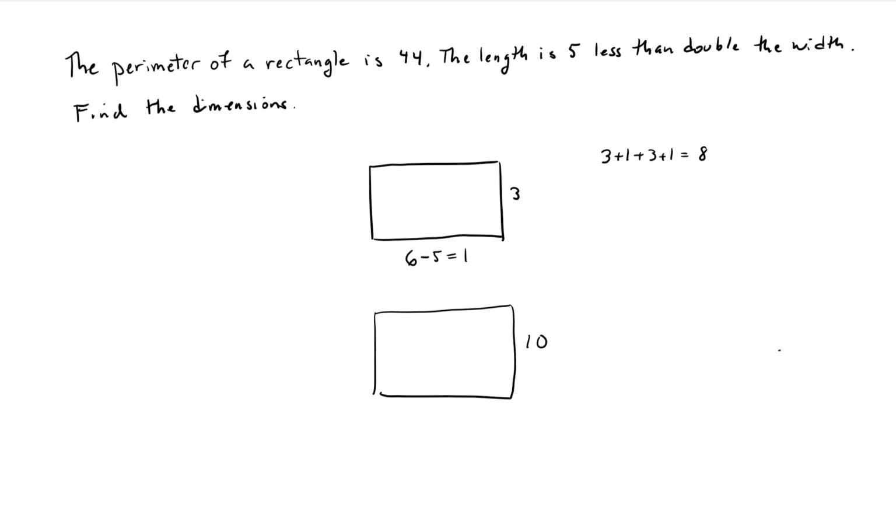So if I set the width to 10, now double the width is 20. And if I subtract 5 from that, I get 15. If I calculate the perimeter now, it's 10 plus 15, twice that, right? And that's going to be 2 times 25, so that's 50. So it's a bit too much now, you see. So of course we could adjust. The width is probably a value between 3 and 10.